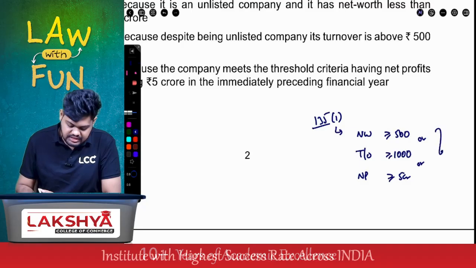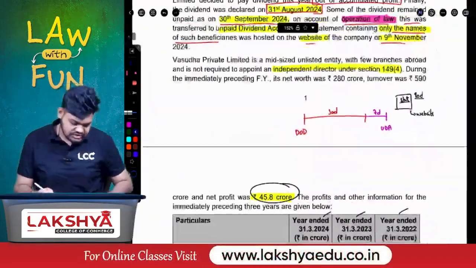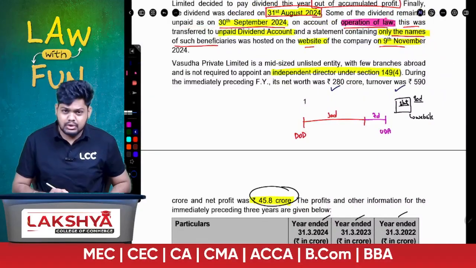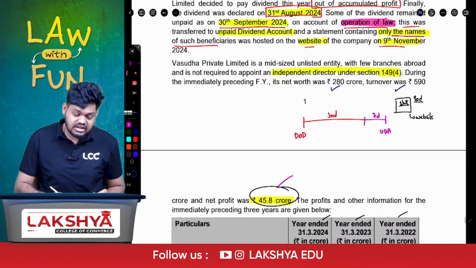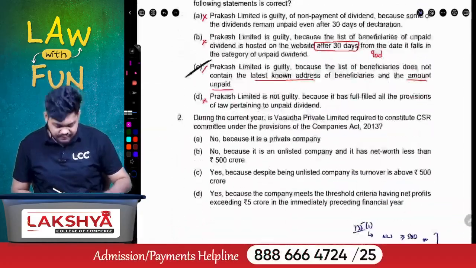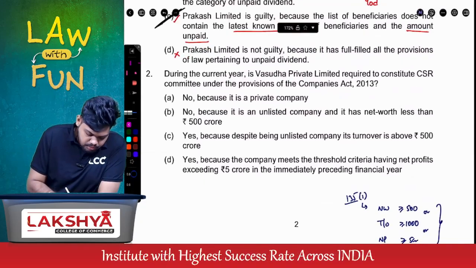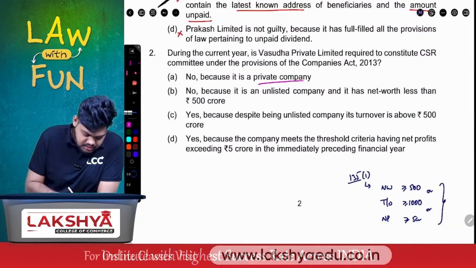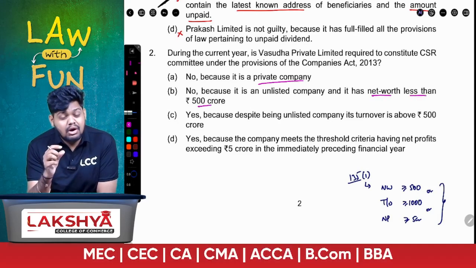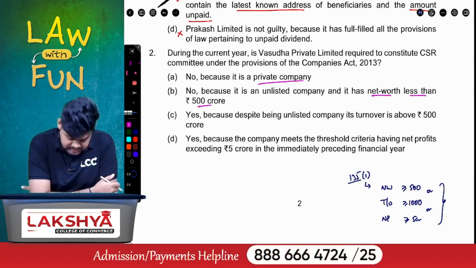If any of these limits are satisfied in the preceding financial year, and if you look at the question, they have not satisfied the limit of net worth or the turnover, but they did satisfy the limit given for net profit. Hence, they have to constitute a CSR committee. Now, continue the answers here. No, because it is a private company. Wrong answer. No, because the company's net worth is less than 500. Remember, it is 'or', which means satisfying any one of the limits, and we have to constitute a CSR committee.